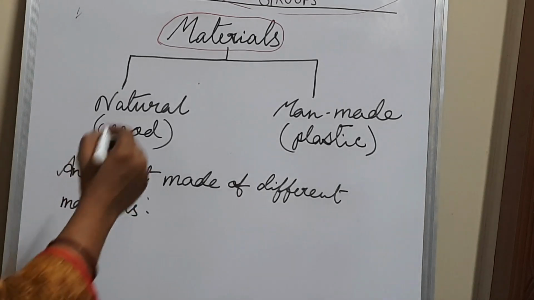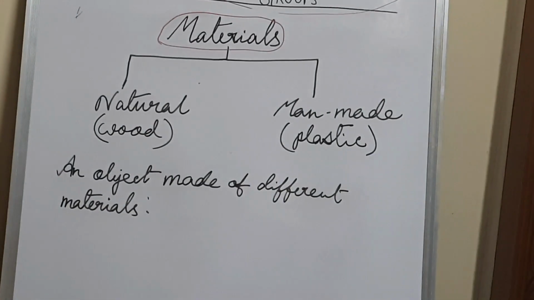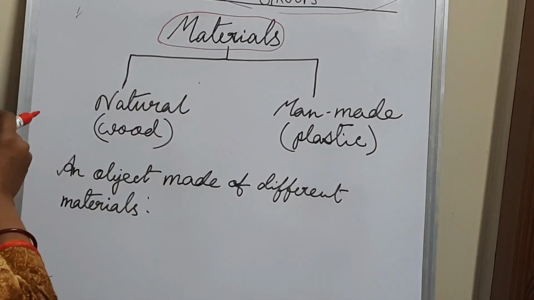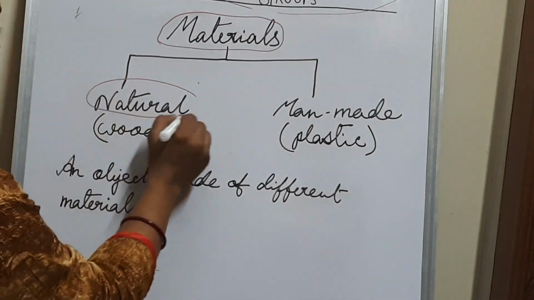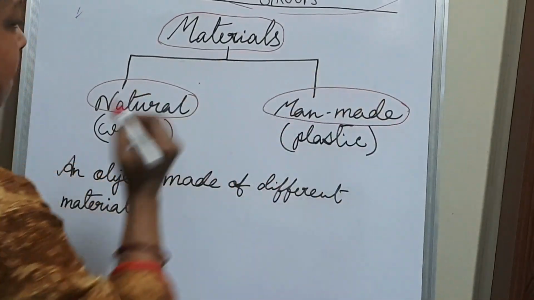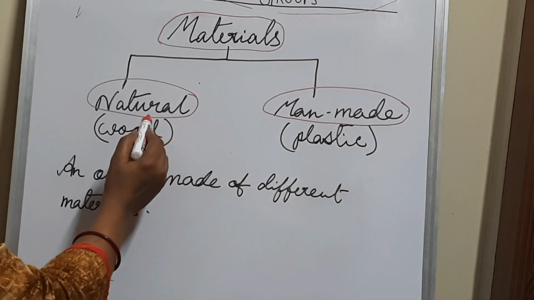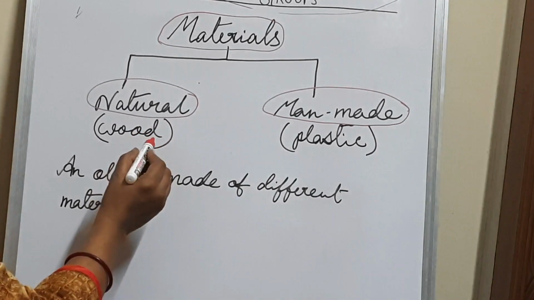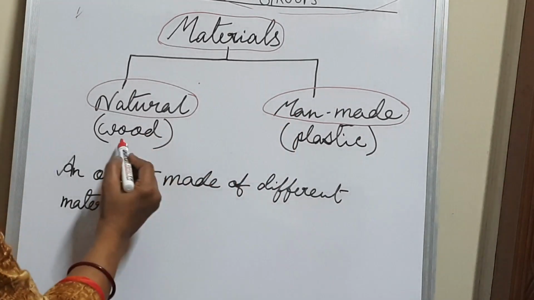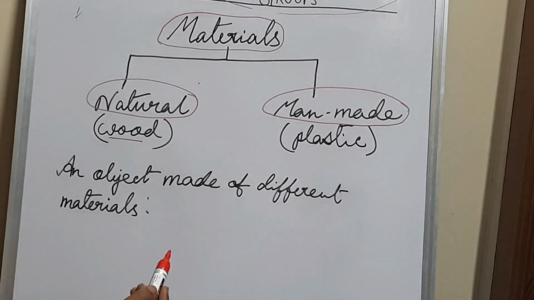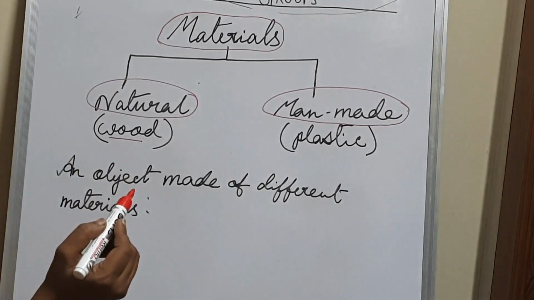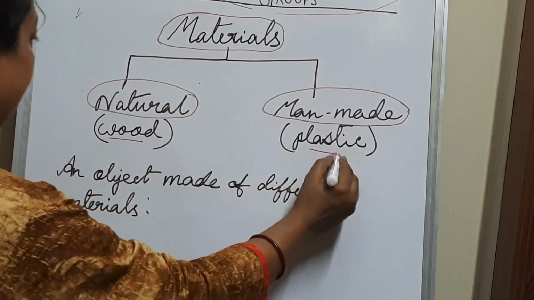Next, what is material? A material is a substance which is used in making different objects. Now, all the objects are made of one or more kinds of materials. Materials are of two types, natural material or man-made material. The materials which are obtained from nature are known as natural materials. For example, wood. Man-made materials are the materials which are made by humans in factories by combining two or more materials. For example, plastic.